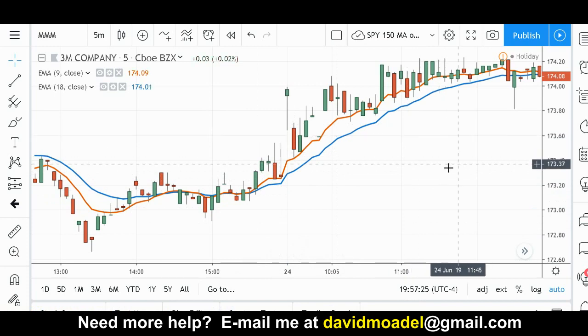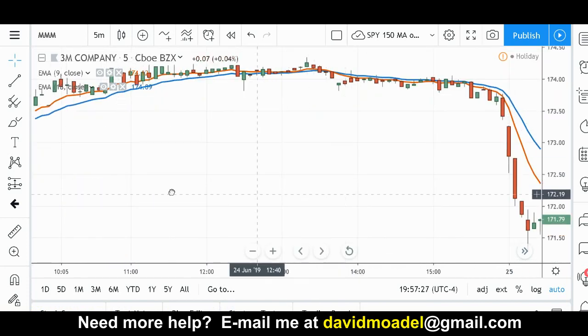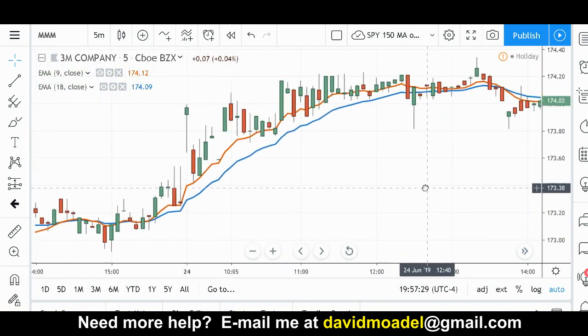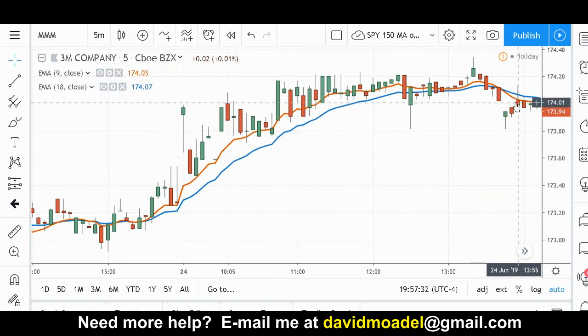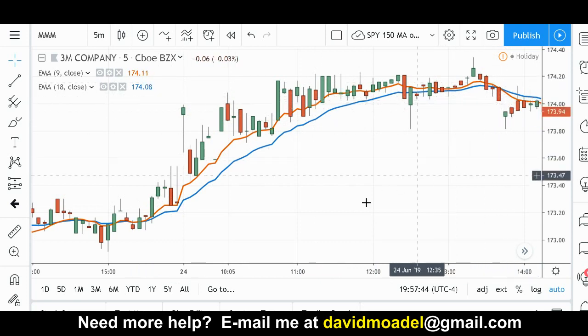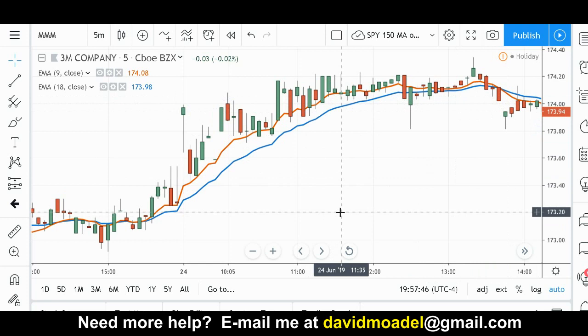Now, what about crossing down below? Well, in terms of crossing down below, like it did over here, I would say just take it. Just get out. If you have a long trade and there's a cross below, I recommend don't use any filters. Just get out. Get the heck out. Because capital preservation is so important. To paraphrase Warren Buffett, rule number 1 is don't lose money. And rule number 2 is see rule number 1.